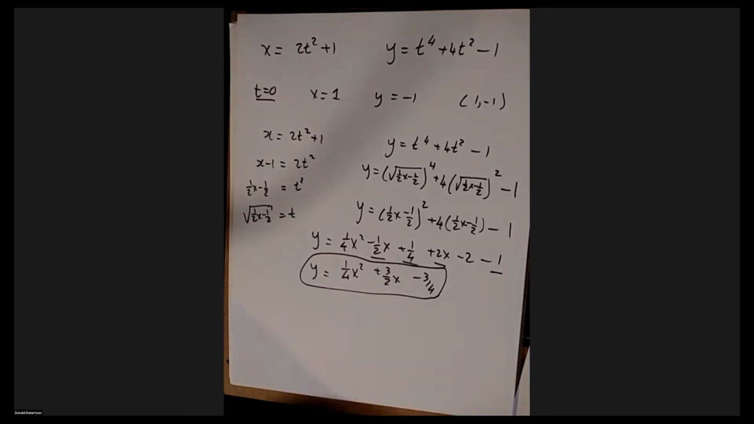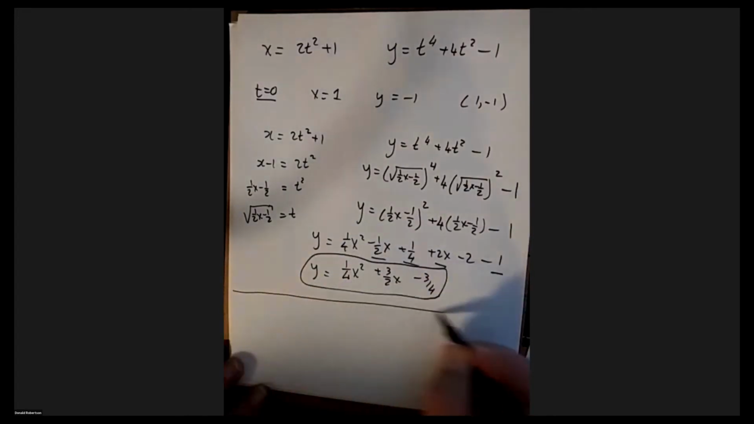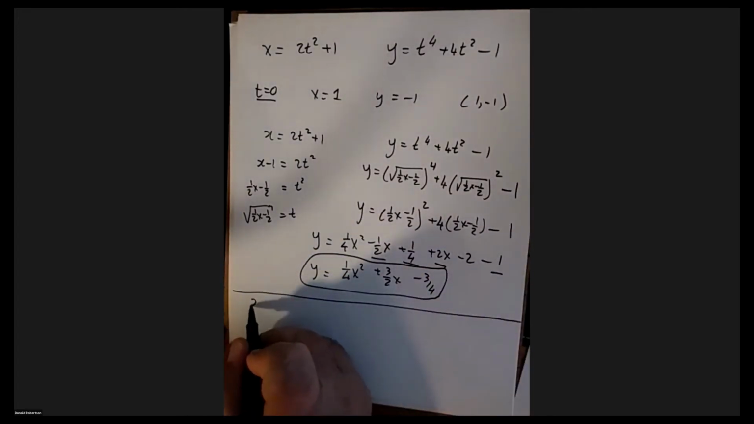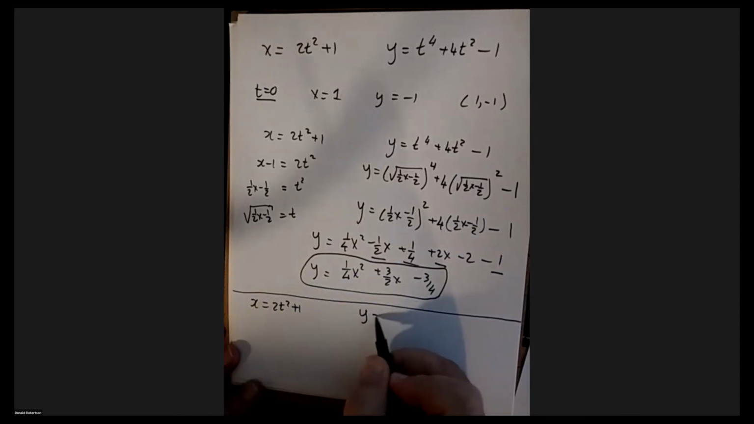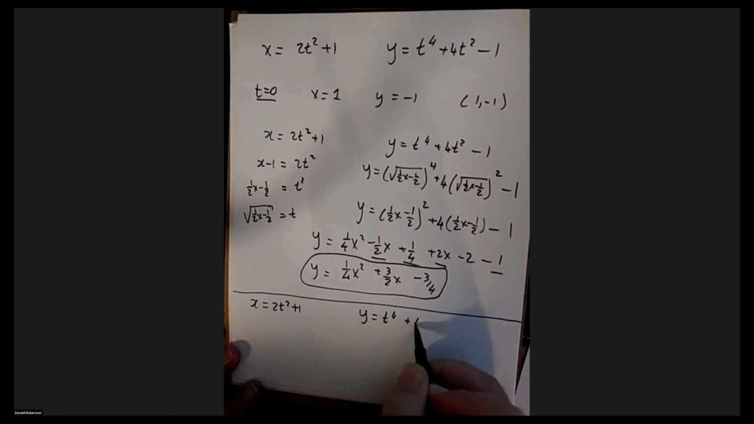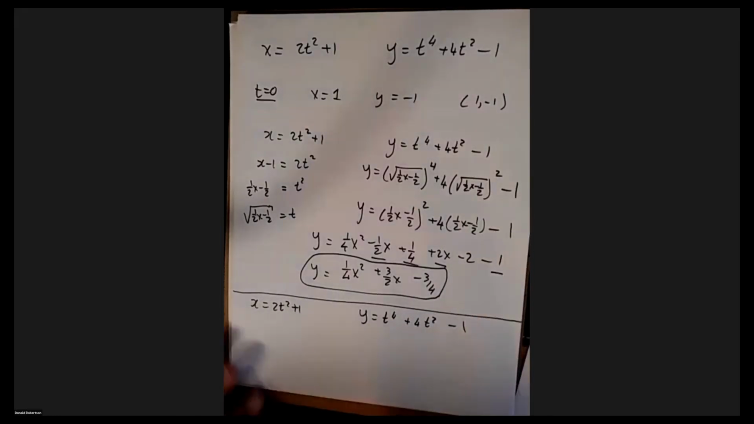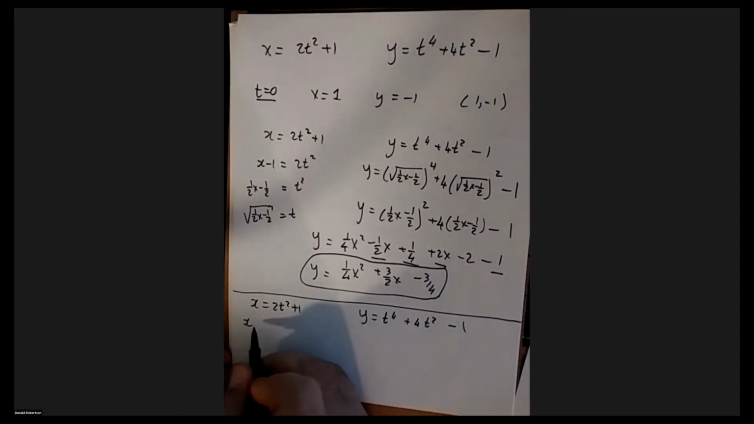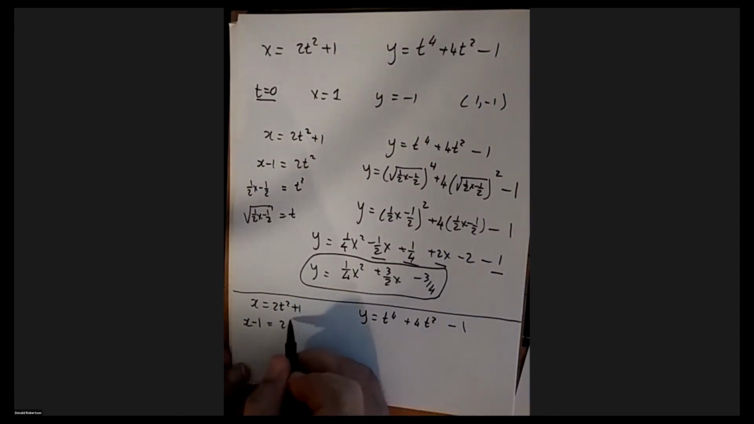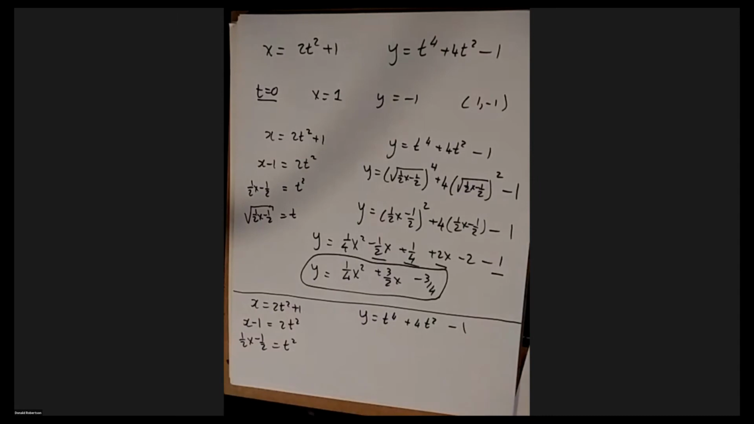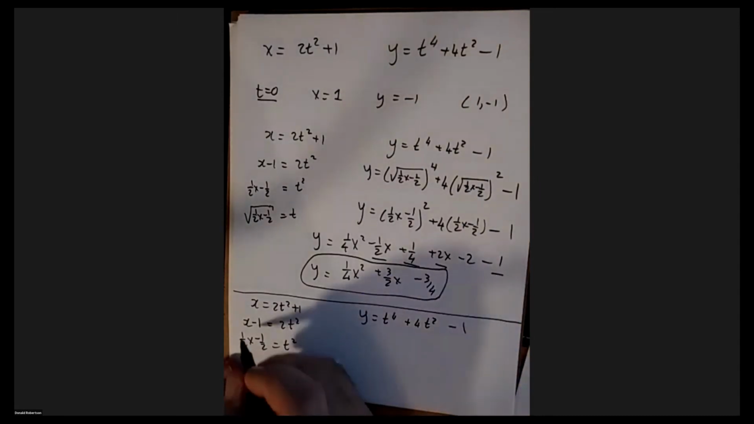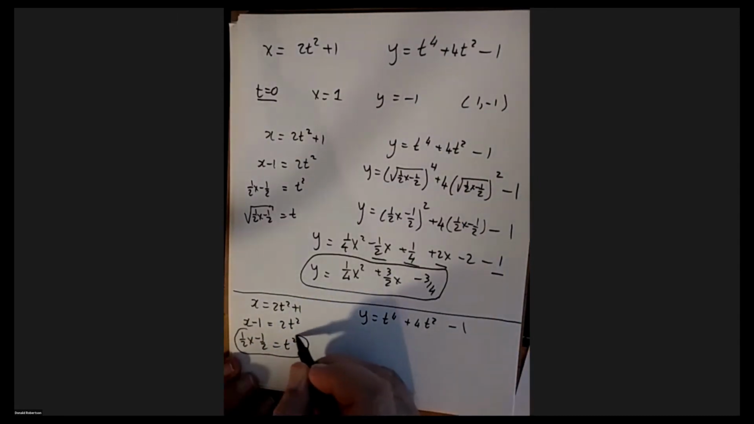I'm going to show you a shortcut. So we're starting off with the same 2 equations, but I'm going to get to the answer a little bit easier, just a little bit. Okay. So x minus 1 is 2t squared, and a half x minus a half is still t squared. I haven't done anything new. The only difference is I'm going to stop there.